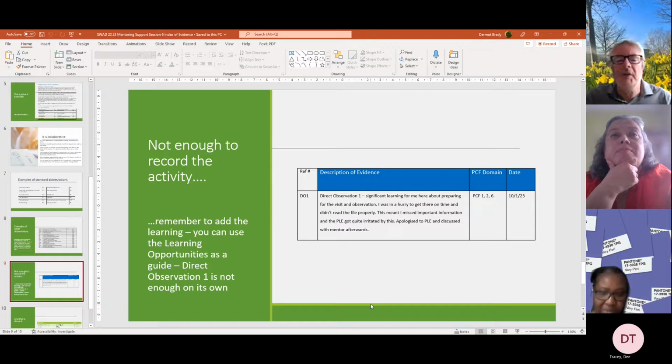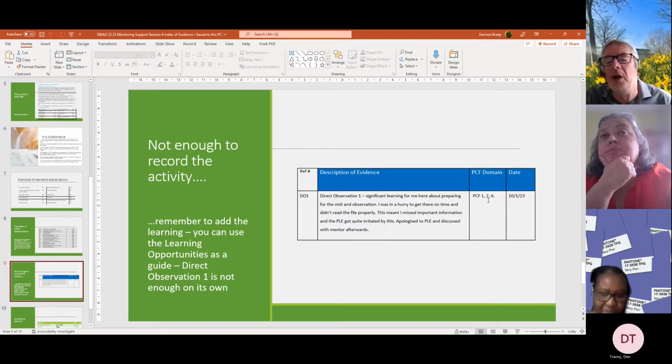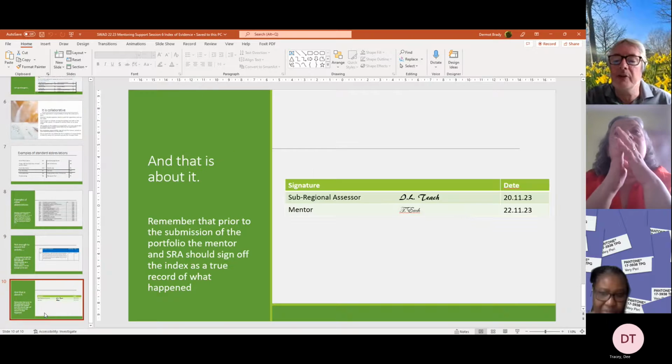So here I know what happened. I know what kind of processes were involved, and I know what the learning is. So that links to those PCFs. Yeah, you could argue it differently, but I think those PCFs are pretty fair game. But that's really what I want to see going through the index as a whole.